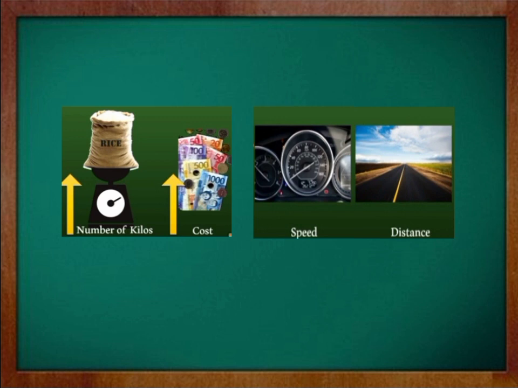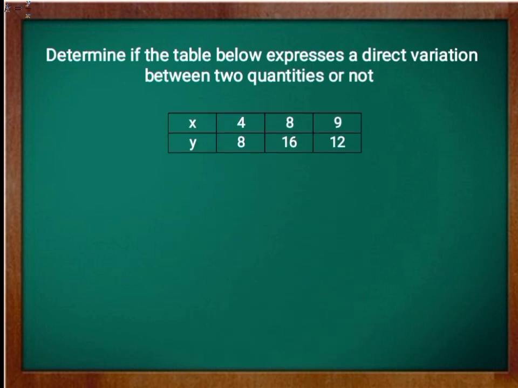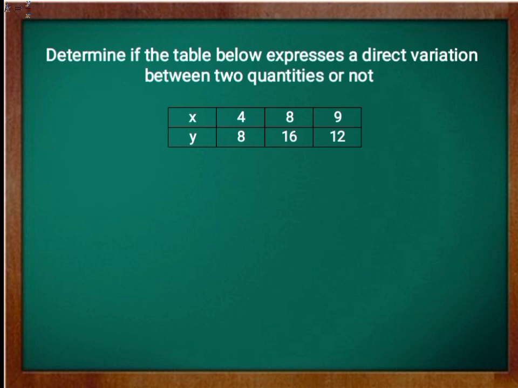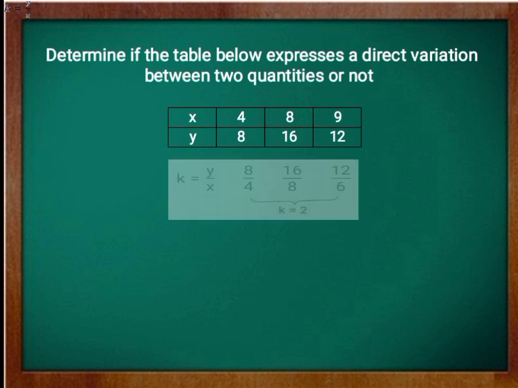Now let's proceed. Now let's determine if the table below expresses a direct variation between two quantities or not. So we have here a table. Our x is 4, 8, and 9, and our y is 8, 16, and 12. To know if the table is a direct variation or not, kailangan pare-pareho sila ng constant.